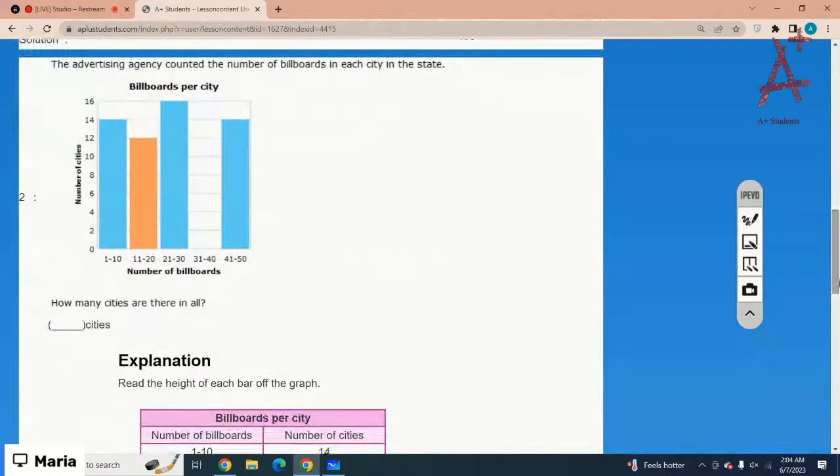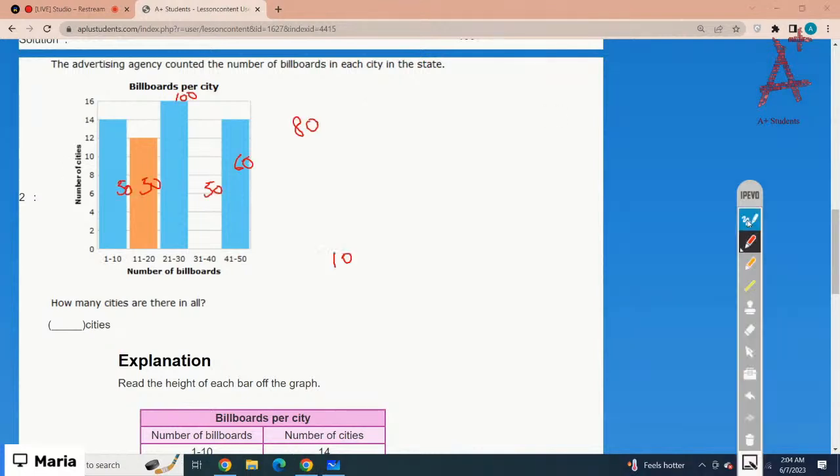The next one is: an advertising agency counted the number of billboards in each city in the state. How many cities are there in all? Also, you have to calculate the total cities. Got it? So how do you calculate the total cities? Exactly the same way we counted the total boxes. Here on the y-axis you have the number of cities, so you can just count the number of cities. Either you can make a table or you can count like this.